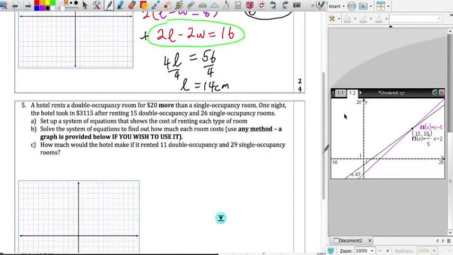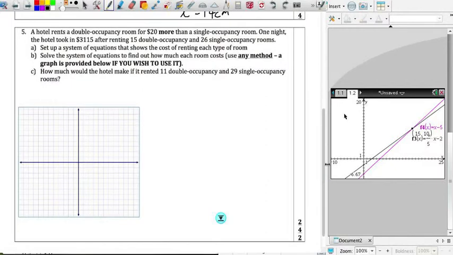Okay, and very quickly I'm just going to wrap up the last one as well. Same kind of approach. Once again, a word problem. What we're looking to do is set up a system of equations that shows the cost of renting each type of room. And so the two kinds of rooms that they rent at this hotel are single occupancy and double occupancy. Okay, so again, we have two unknowns, and so we need to set up two equations in order to be able to solve it.